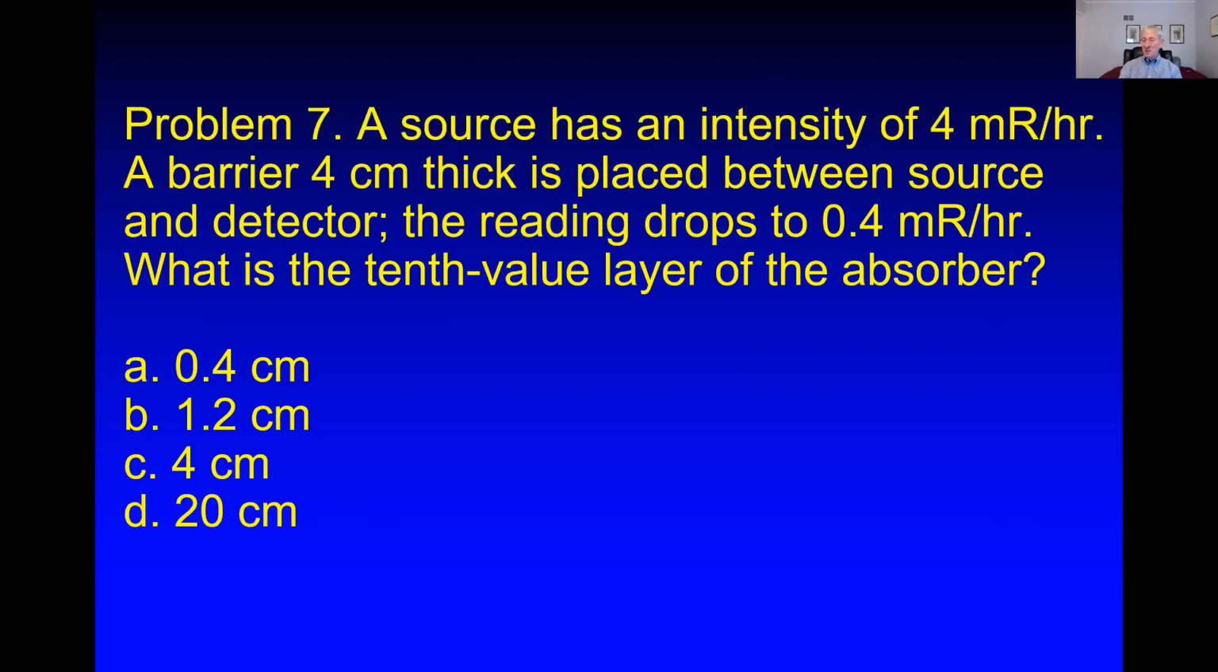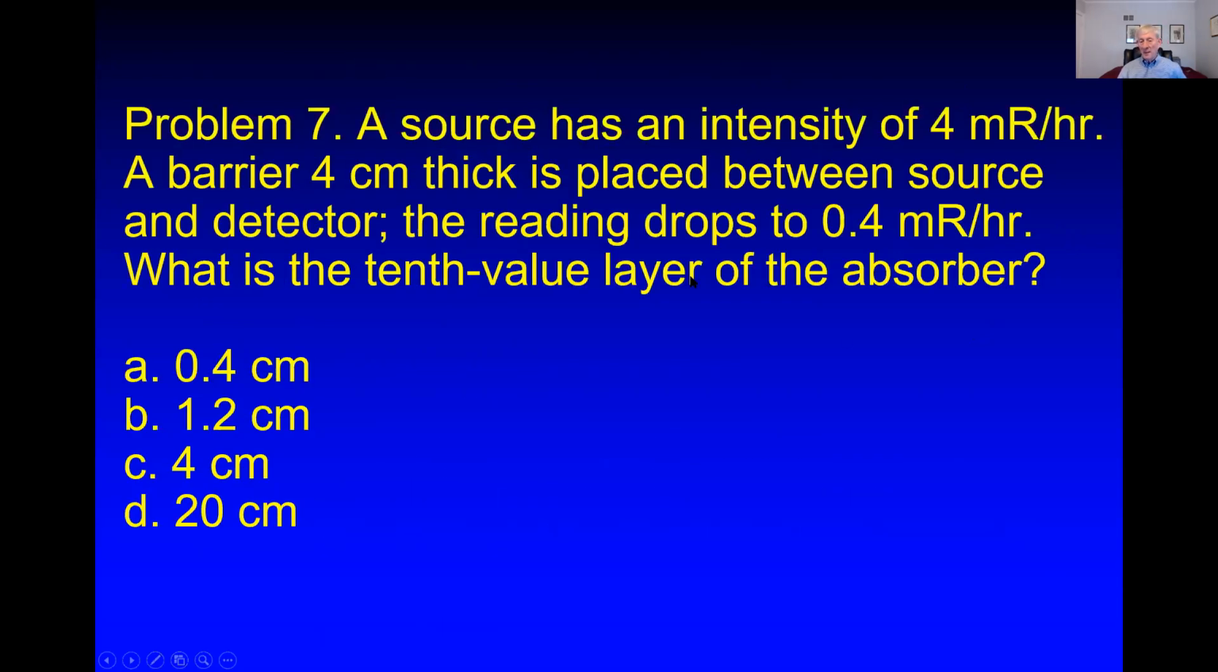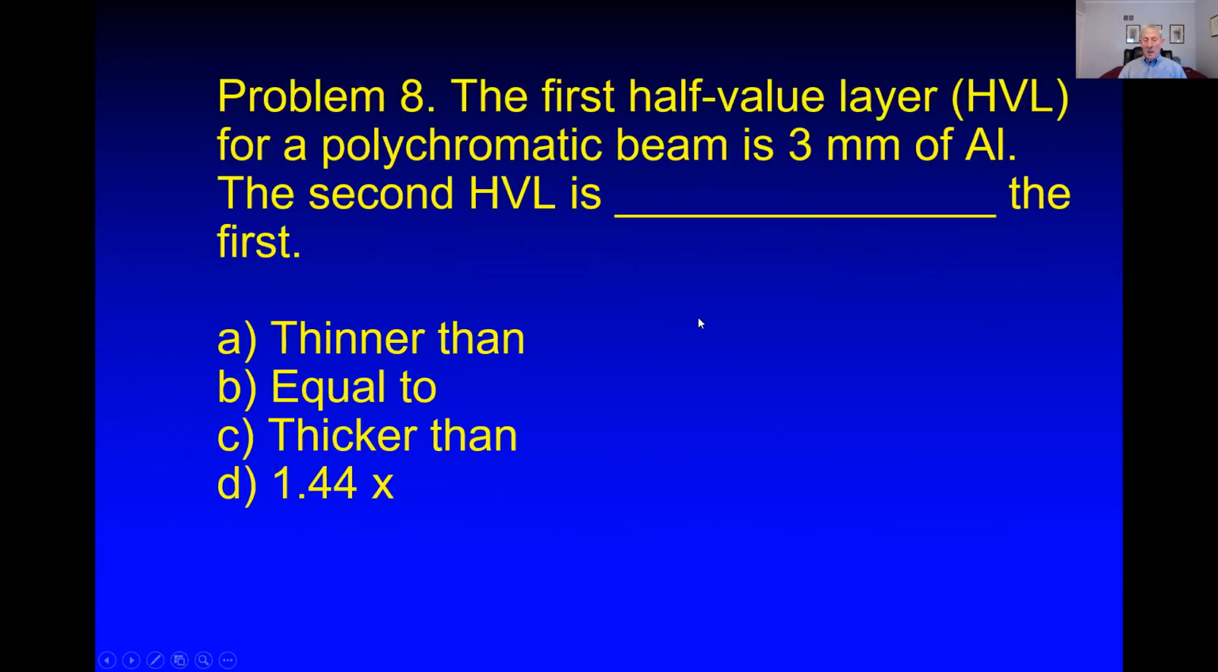How many half value layers is that? By definition, if it went from 4 to 0.4, that's by definition 1/10 value layer. So 4 centimeters has to be the 10th value layer. Again, you could work it out logarithmically, but that is just pattern recognition. If it went from 4 to 2, it's an HVL. Okay, and one more very simple problem.